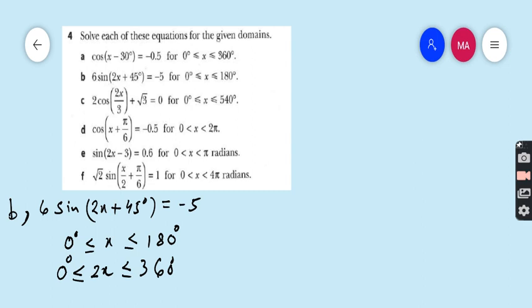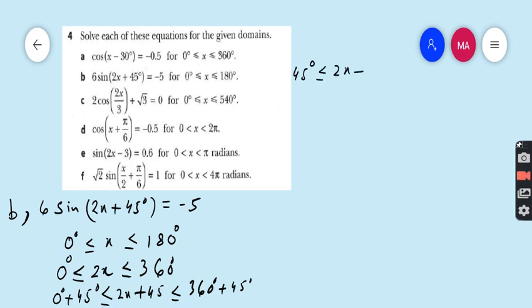And now add 45 to each and every number, that is 0 plus 45, 2x plus 45, 360 plus 45 degrees. 0 plus 45 is 45 degrees, less than or equal to 2x plus 45 degrees. 360 plus 45 is 405.